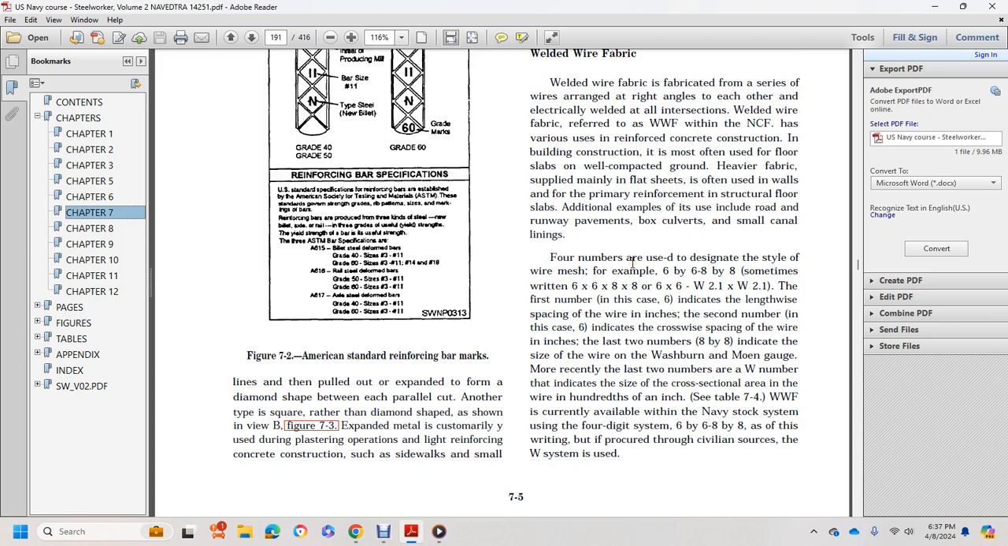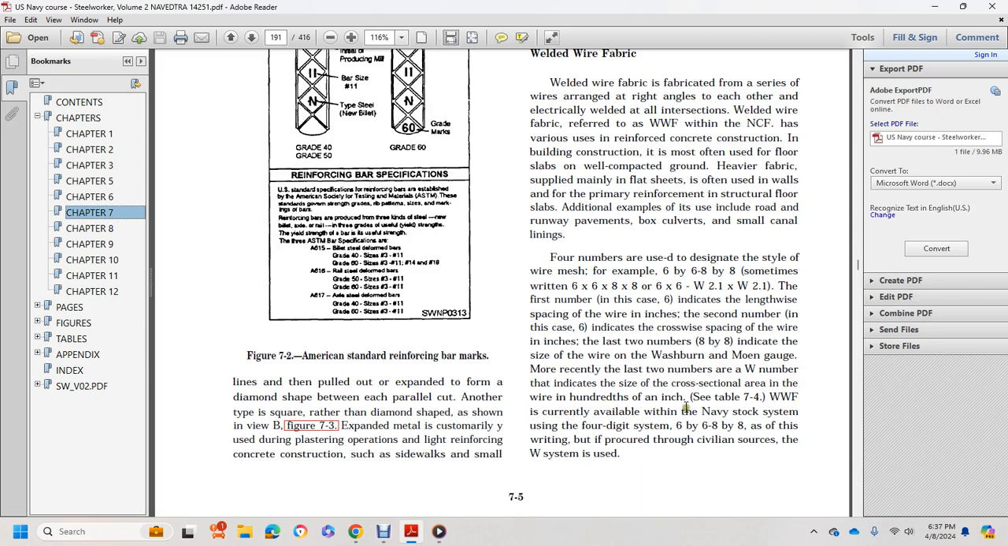Four numbers are used to designate the style of the wire mesh. Examples are 6 by 6 by 8 by 8, sometimes written as 6 by 6 by W2.1 by W2.1. The first number, in this case 6, indicates the lengthwise spacing of the wire in inches. The second number indicates the crosswise spacing of the wire in inches. The last two numbers, 8 and 8, indicate the size of the wire, by wash and moen gauge. More recently, with the W number, it indicates the cross-sectional area in hundredths of an inch.